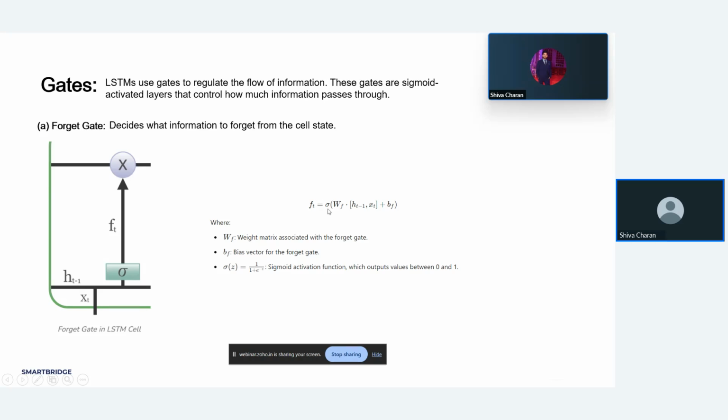If you see over here, what is Wf? Wf is the weight matrix associated with the forget gate. bf is the bias vector for the forget gate, and this ht minus 1, xt is inside the whole sigmoid function. For this combination, the weight will be applied and there will be a bias also, just like how we do for a linear regression.